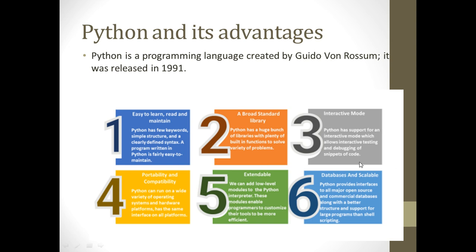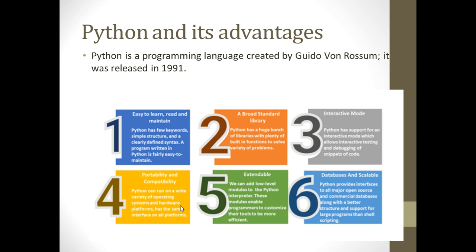The next is interactive mode. The Python language is developed in an interactive mode, that is, it is very easy to debug and test the programs. The next advantage is compatibility and portability. A Python program written on one Windows version can be executed on another Windows version also. That is, it is portable.